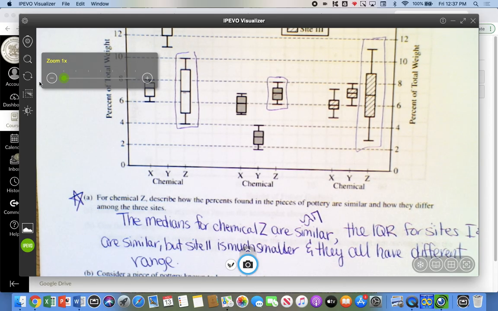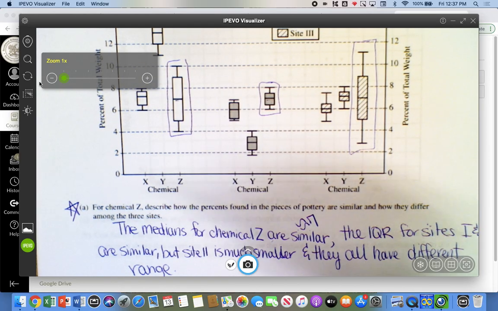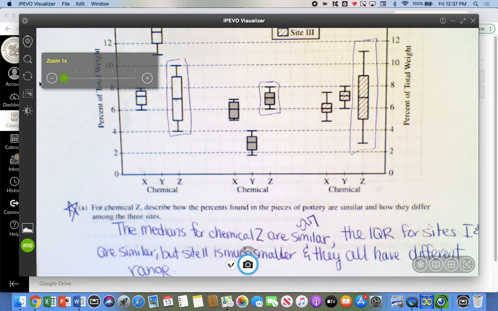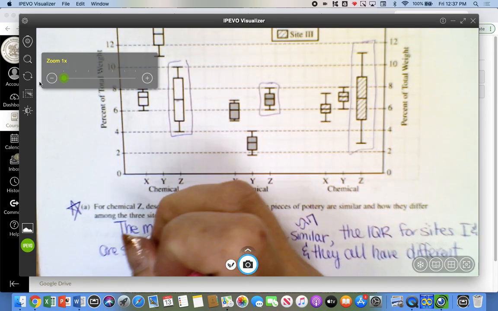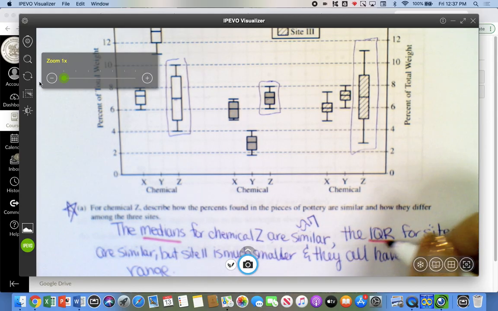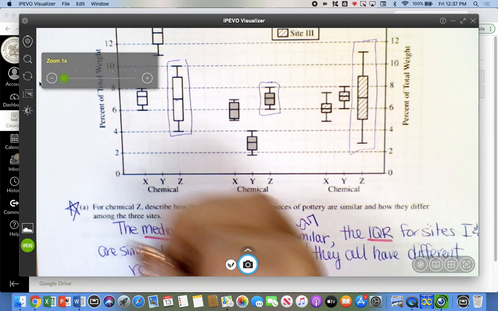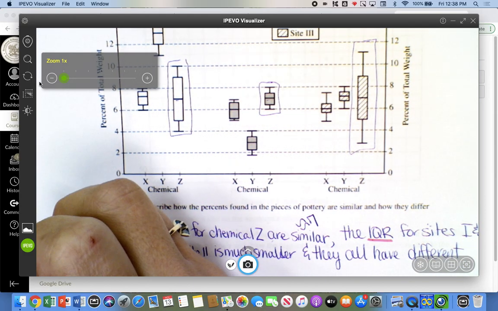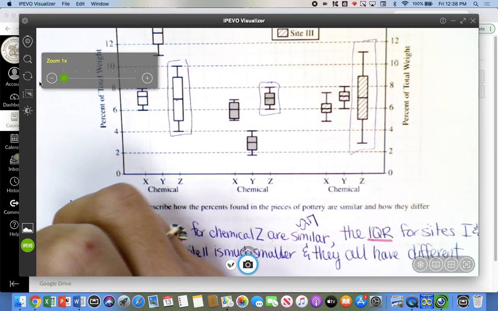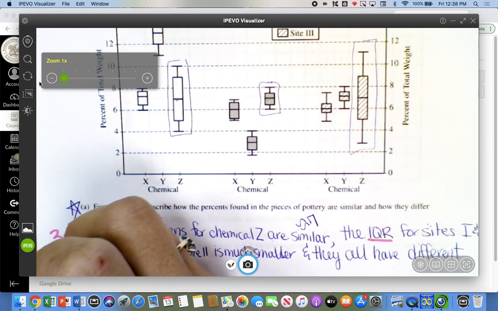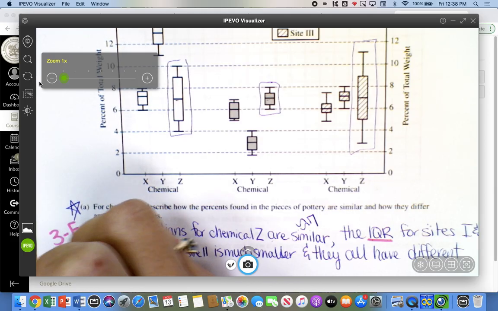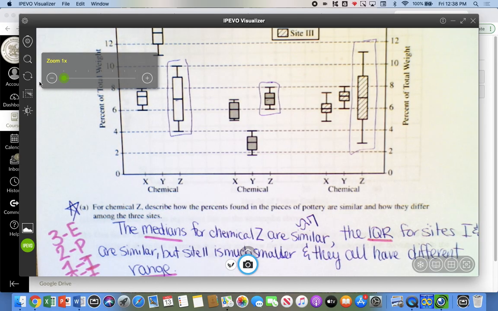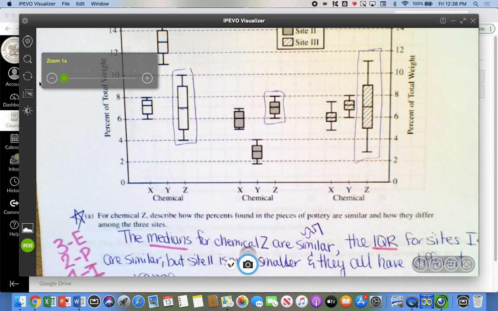I want you guys to know that there are three things you are looking for on this. You have to mention something about the medians, the IQR, and the range. If you list all three of those, you're going to get an E. If you have two out of the three, you get a P. If you have one out of the three, you get an I, and if you're missing all of them, that's also an I. Then you would give yourself a score.